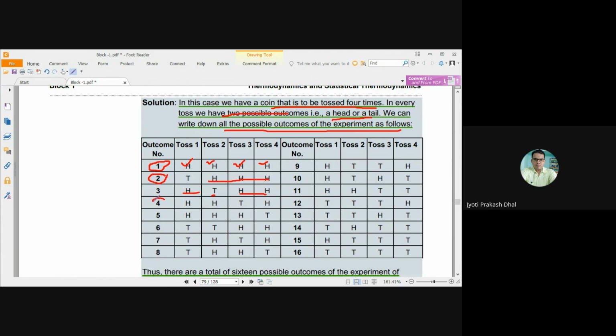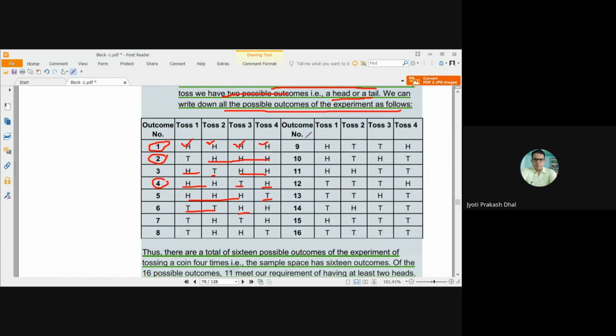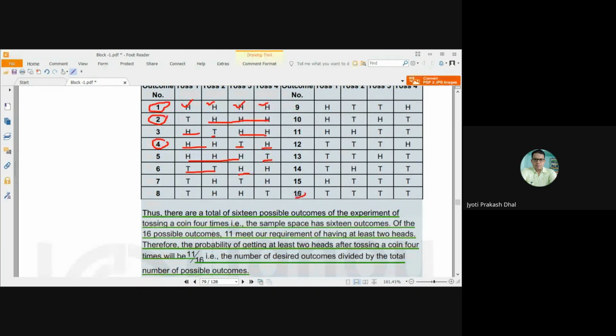And the fourth event will be like this: two heads, tail, and then head. The fifth event will be like this: three continuous heads, then tail. The sixth event will be like this: tail, tail, head, head. So if you count the total possibilities, the total number of outcomes will be 16.